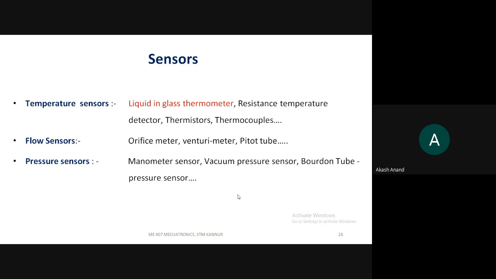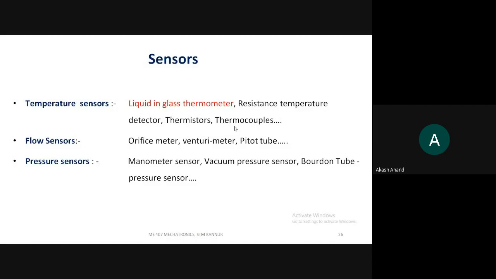You may notice that I changed the color of the liquid in glass thermometer to red. Why? Because all the other thermometers, that is resistance temperature detectors, thermistors, and thermocouples, these three temperature sensors are giving an electrical signal as direct output. We already categorized the sensors into different types, that is primary, secondary, electrical, non-electrical. That categorization was done in the last class.